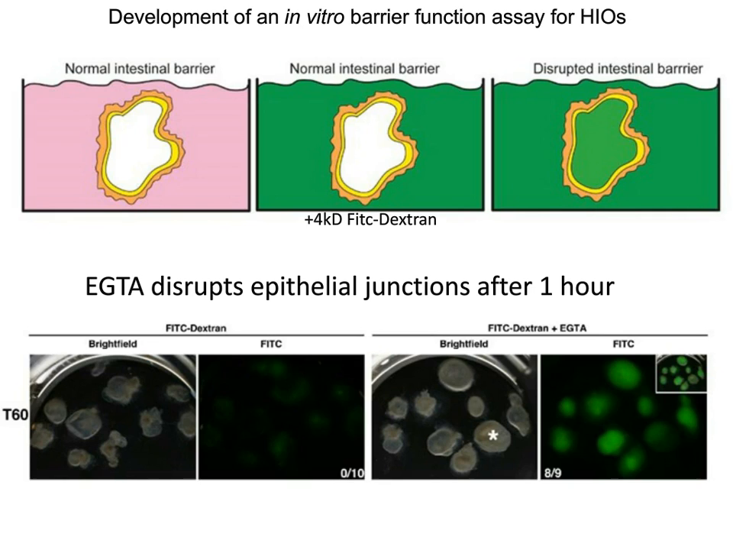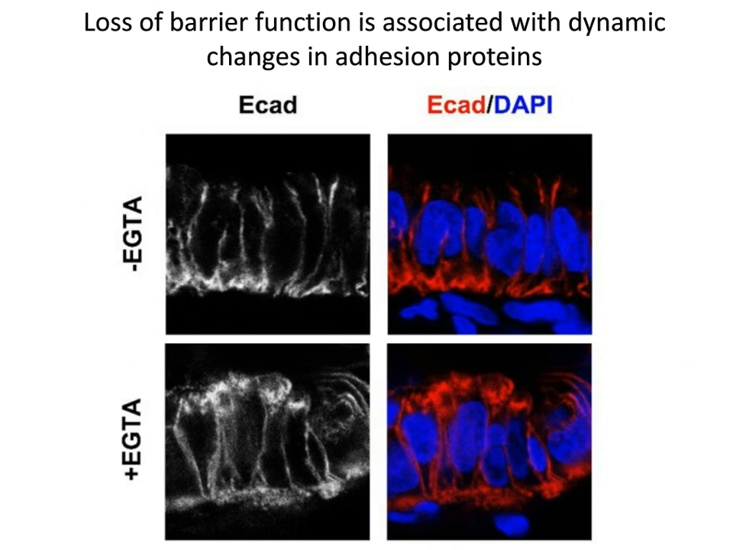And so we also saw, when we looked histologically at these organoids, that the loss of barrier function is associated with dynamic changes in adhesion proteins. We're looking at E-cadherin here, which is normally found on the basal and lateral surfaces of the cells in the control, and they line up like a nice set of columns. So it's a columnar epithelium. And you can see that in the EGTA treated, where we disrupted the epithelial barrier, we have quite disorganized E-cadherin staining.